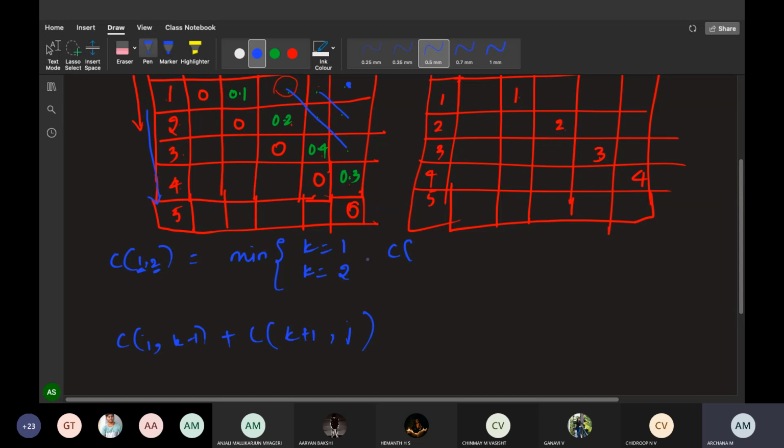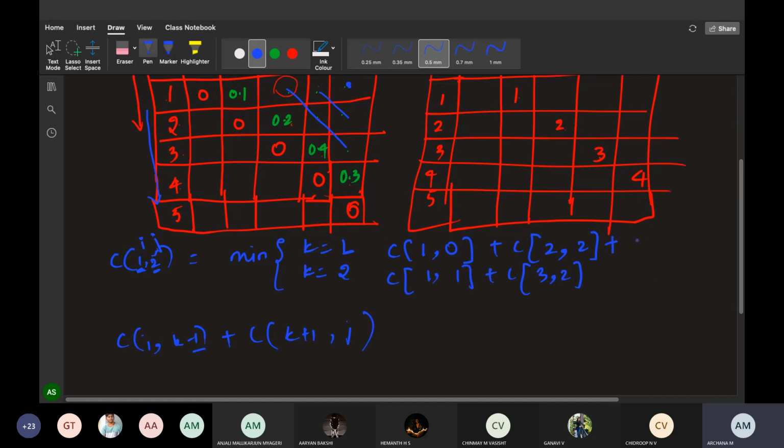Okay, now for k equals 1, C of i, this is i and this is j. i is 1, so 1 comma k minus 1. What is k? Now k is 1, and 1 minus 1 is 0. Plus C of k plus 1. k is 1, so k plus 1 is 2, comma j value is 2. This is how we have to calculate. Now for this, i is 1, k is 2, so k minus 1, 2 minus 1 is 1, plus C of k plus 1, that is 3 comma 2. Based on this, we have to find out the formula.